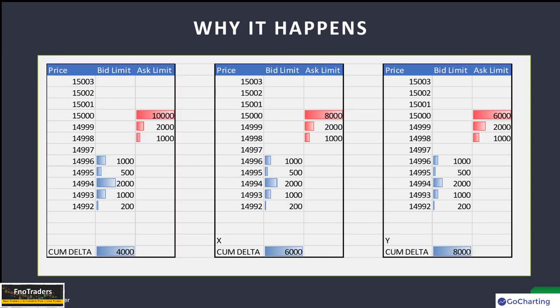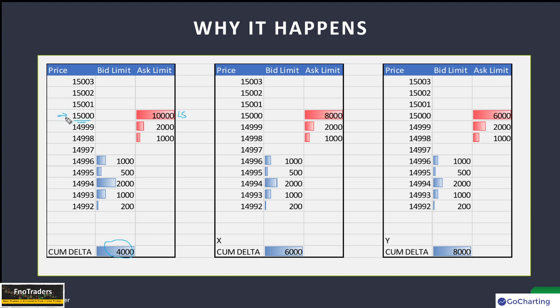Now, why does this happen? We'll run through a very simplistic illustration of why and how it happens and how it shows up. Let's say the market is trading at a price close to 15,000 NIFTY. At this point in the day your delta is showing 4,000. What we have here is one big limit sell order: a guy sitting with, let's say, 10,000 limit sell orders at 15,000. He wants to defend his price.